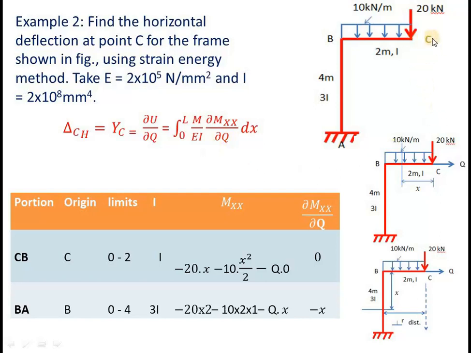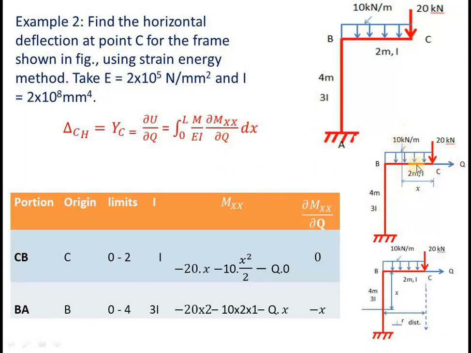Now as there is no horizontal load at C, we have to assume one fictitious horizontal load at C. You can call it Q or P, anything. If I assume it as Q, it will be dou Mx by dou Q. If I assume it as P, it should be P. Now again at the end you have to put this value of Q as 0.